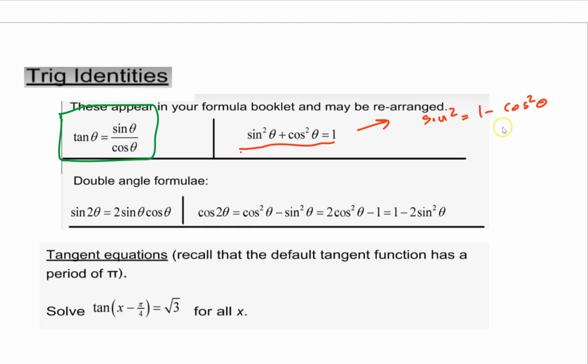This is equally as important, if not more so. Same thing with cosine. Get cosine by itself. Subtract sine squared from both sides. Cosine squared equals 1 minus sine squared. Those are just as important as sine squared plus cosine squared equals 1. You're likely to see these as you will the first one. So once you get your formula sheet, write those down to solve for each one.